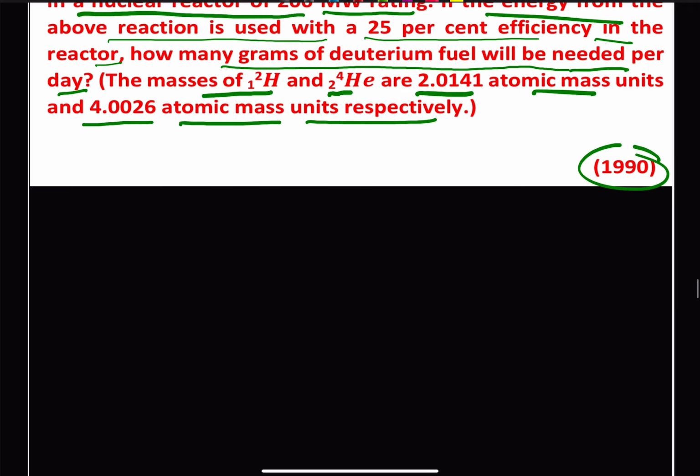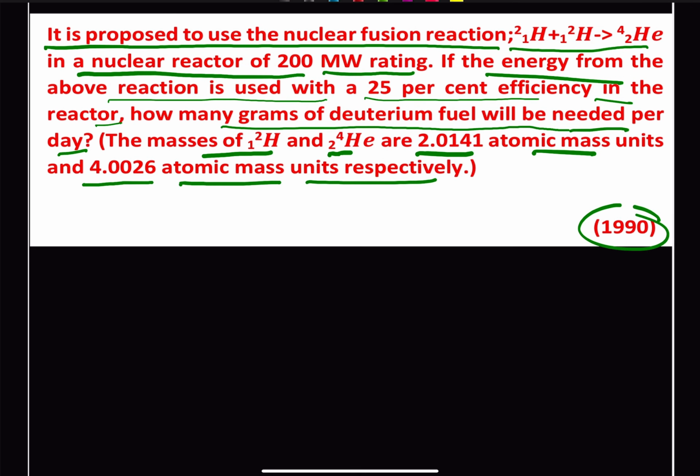So here we are given the basic reaction, and let me write that reaction. Here we are given that hydrogen 1 2 plus hydrogen 1 2 is giving us a helium 2 4. Their masses and efficiency is given. So in order to find out energy, we can just use the mass defect and then we can convert into energy.